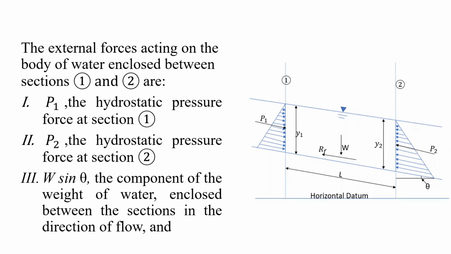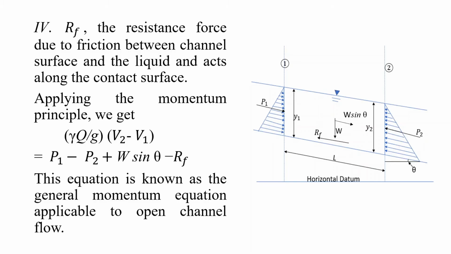So the external forces acting on the body of water enclosed between sections 1 and 2 are P1, the hydrostatic pressure force at section 1, P2, the hydrostatic pressure force at section 2, W sin θ, which is the component of the weight of water enclosed between the sections in the direction of flow, and RF, the resistance force due to friction between the channel surface and the liquid, which acts along the contact surface.